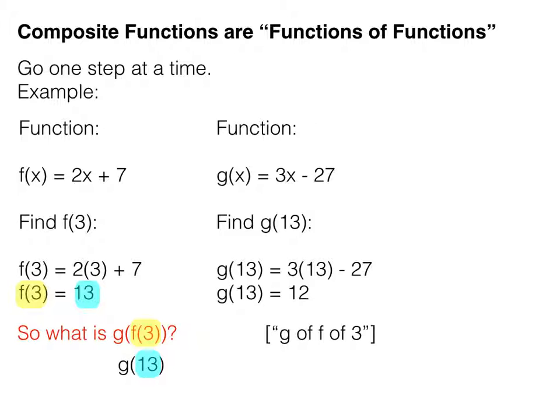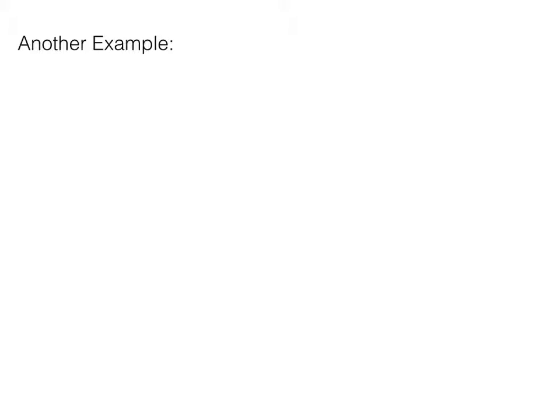Now we have to find g of 13. Well, we know what that is already. It's 12. g of 13 is 12. We already knew that. So in other words, g of f of 3 is the same thing as g of 13, which is the same as 12. So g of f of 3 is 12. I know it looks confusing, but if you just go one step at a time and concentrate on what is our input, what is our output, what is our new input, and what is our new output, it becomes pretty straightforward. So here's another example.